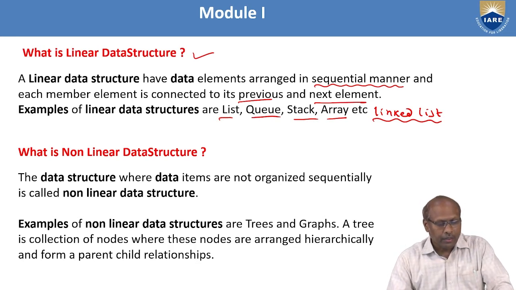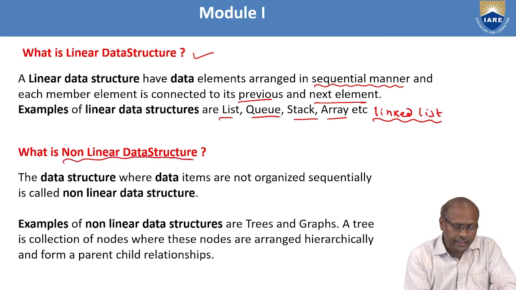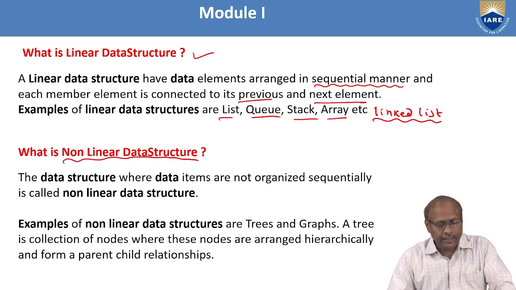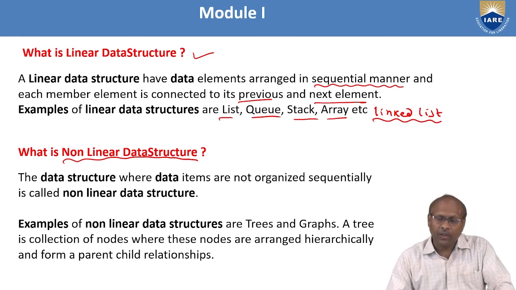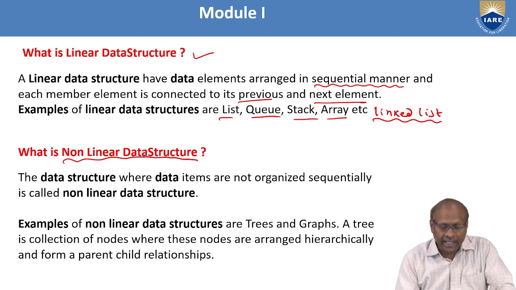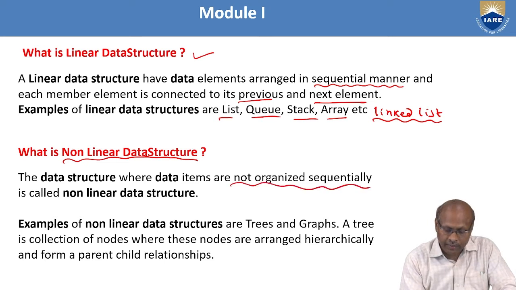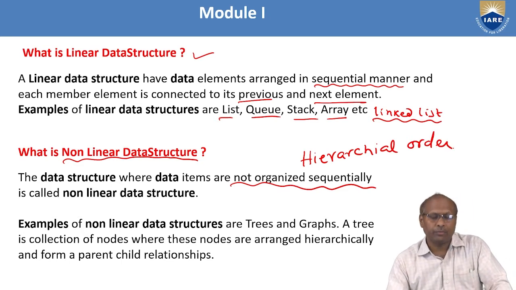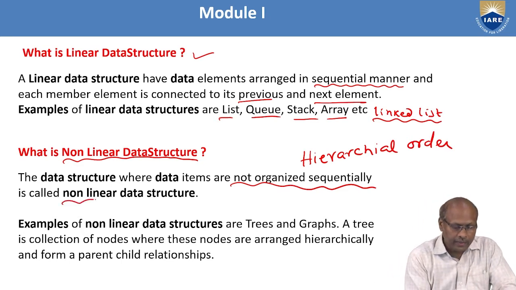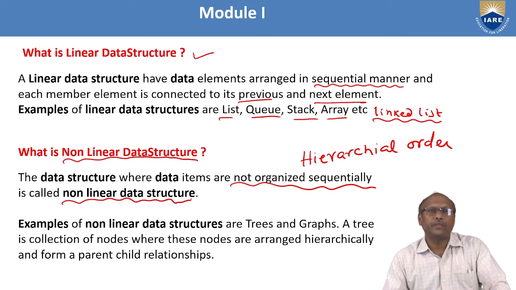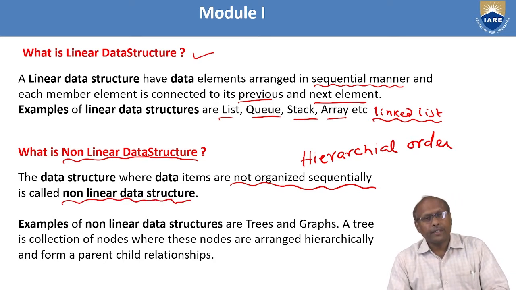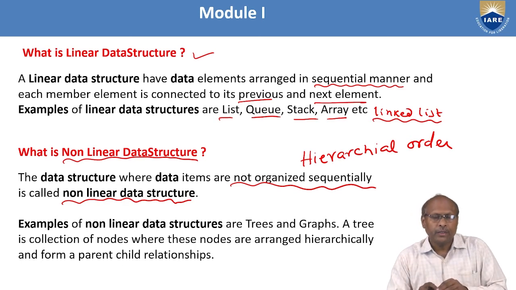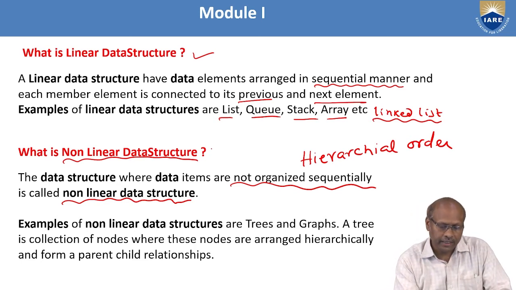Similarly, they may ask a question: what do you mean by non-linear data structure? Then you should say it is a data structure where the data items are not organized in a sequential manner. That means in a hierarchical order. So not organized sequentially, you can say it is a hierarchical order. So when the hierarchical order comes, those come under non-linear data structure. So you must be very careful. Whenever data is in a hierarchical order, that organization is known as non-linear data structure.